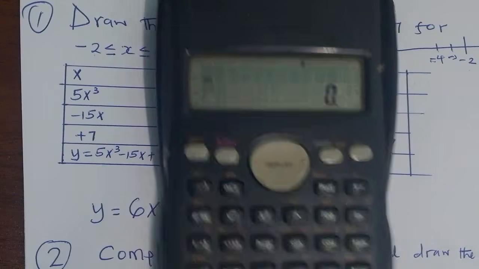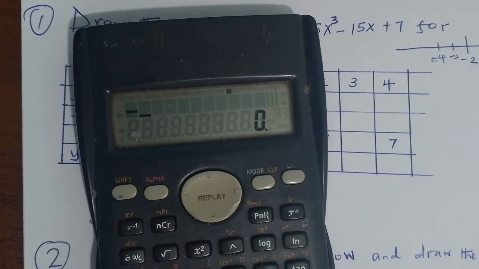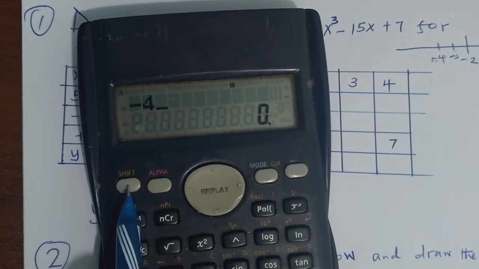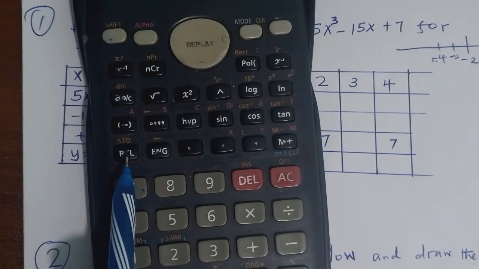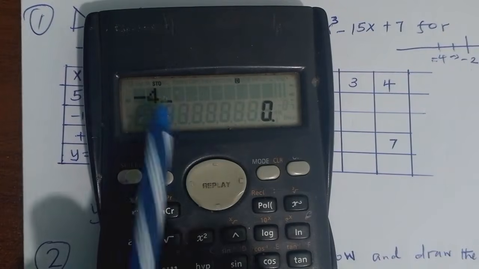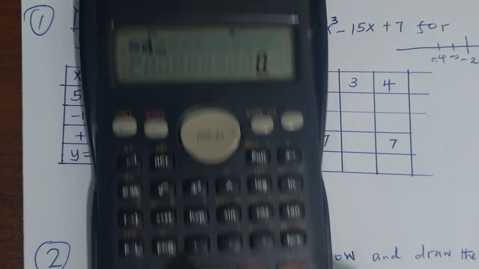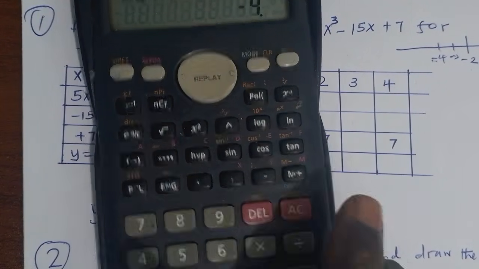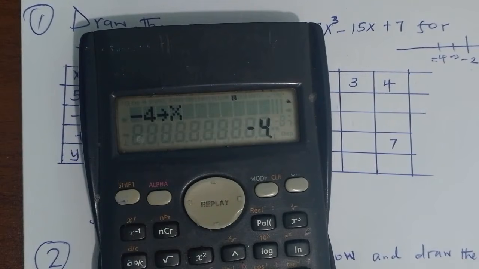Now we start at -4. So press -4, then shift, then RCL, this one is store. It writes store once you put that one. Then press this X. So it writes something like this.